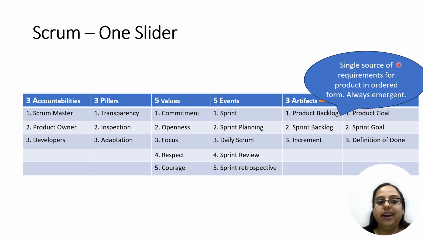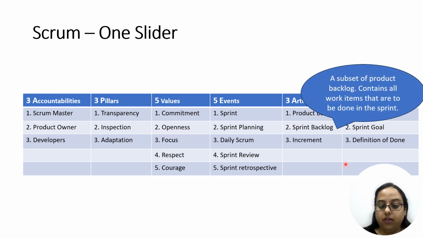Second is that it is in an ordered form, right? You have the things as per the required order that could be decided based on the priority, difficulty level, cost, a lot of other things. And it is always emergent because in this complex world, our requirements tend to change, right? So that is why the product backlog is also not fixed. It may keep on emerging, and this is maintained by the product owner.